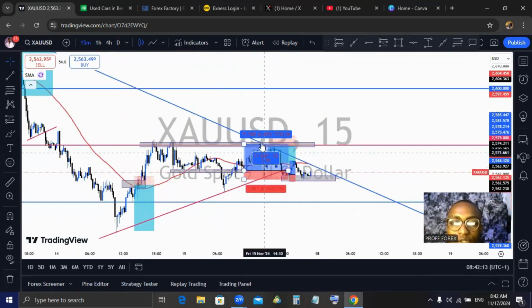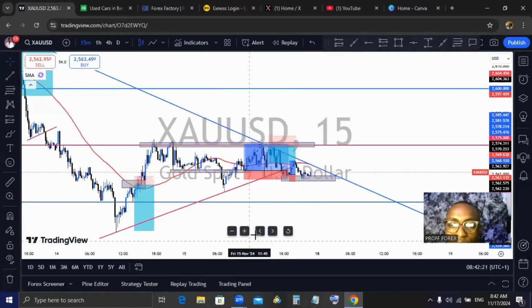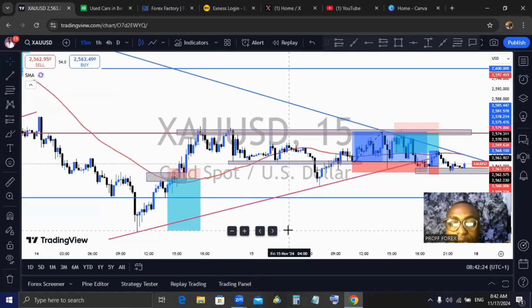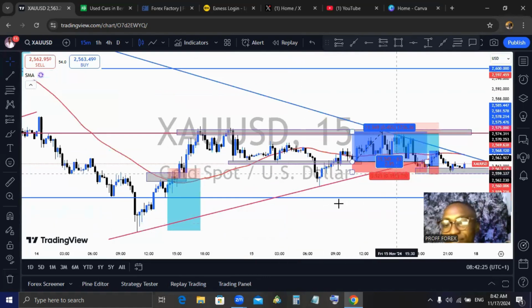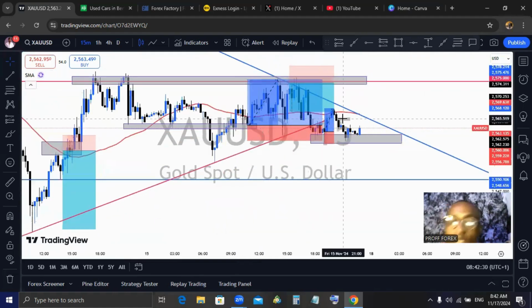Then there was this consolidation. Come to this zone, I sold. You can see that's why I never closed my chart. So the last trade of Friday was this. So when it came to this zone, after the news, I ended up closing out some of the trade. Then that was how our week went.